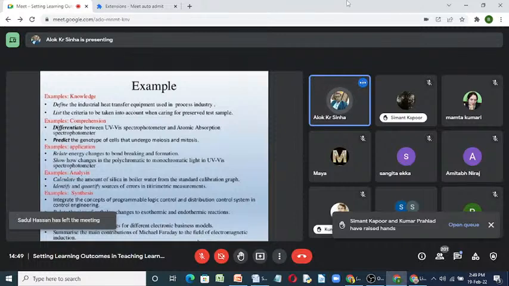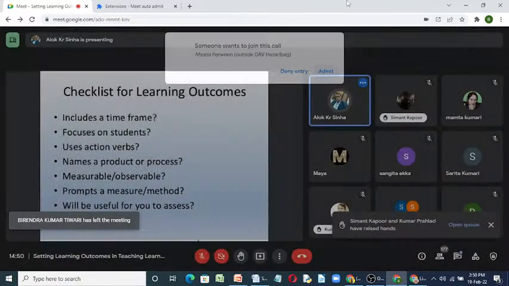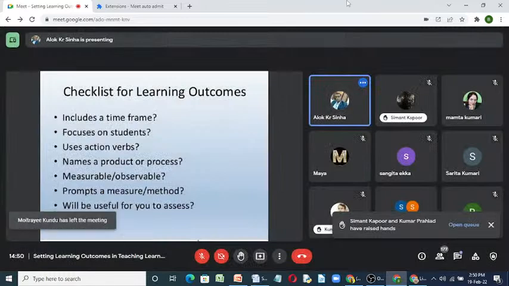So these are some examples based on knowledge and comprehension. These were also discussed in an earlier slide. Focus on students, and use action verbs. We have learned so many action verbs in Bloom's taxonomy. Learning outcomes name a product or process, and they must be measurable and observable. Prompts and a measure or method will be useful for you to assess. So this is the checklist.